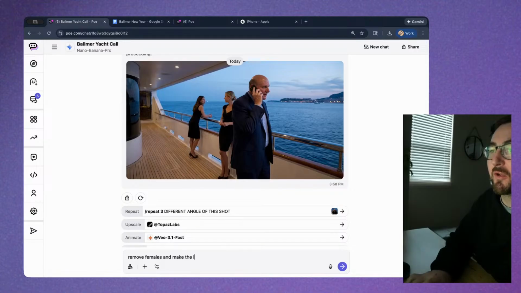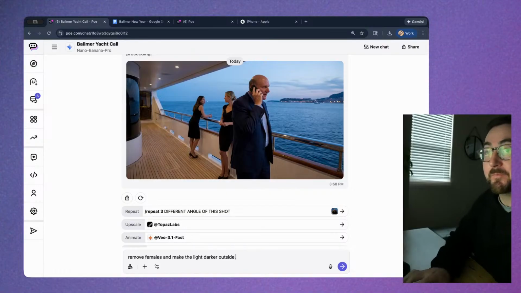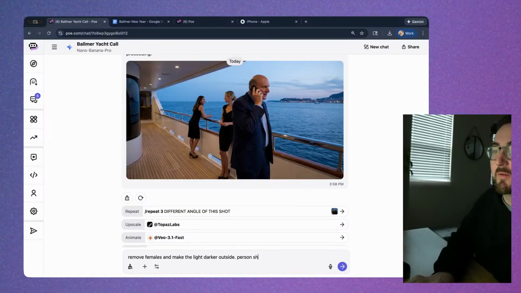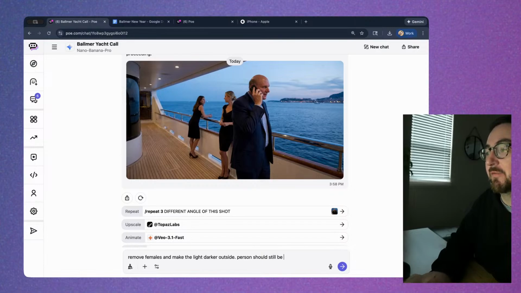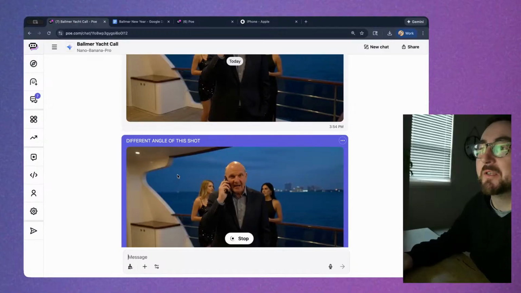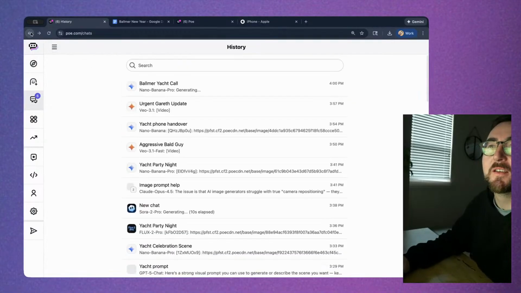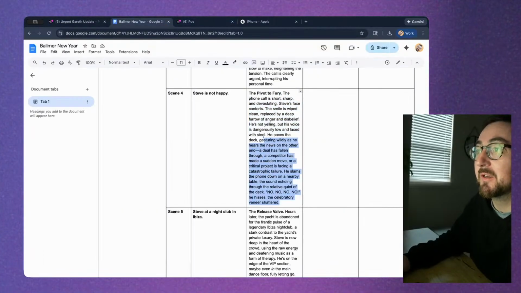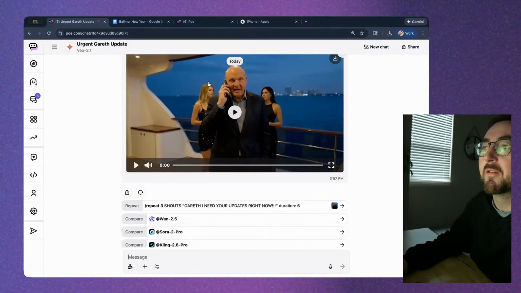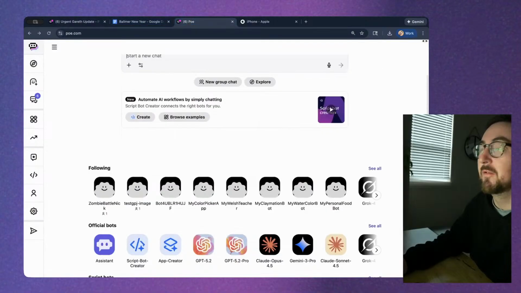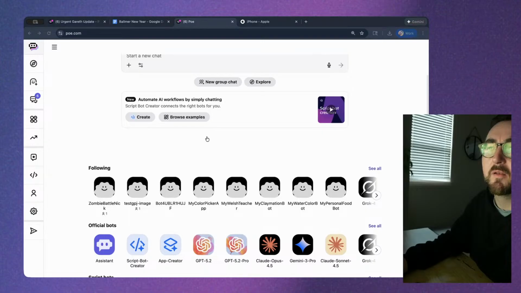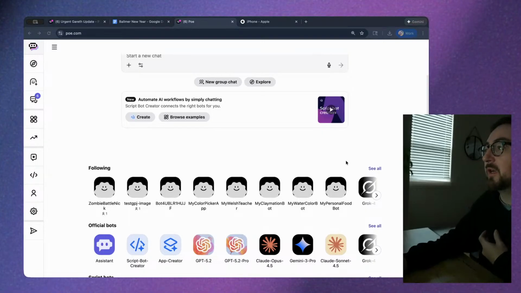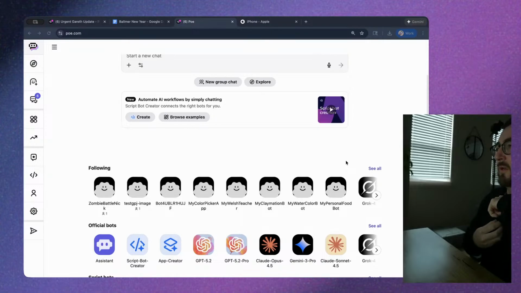And make the light darker outside. Person should still be on phone. I don't know why. I just kept keeping the two females in the shot. Okay, so next on this list we have Steve's not happy. Let's jump back here and see what we got. Let's see.